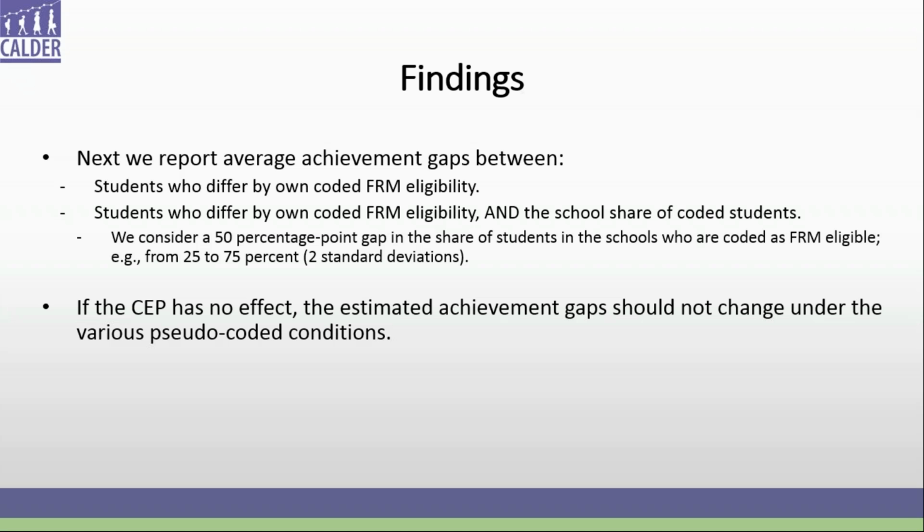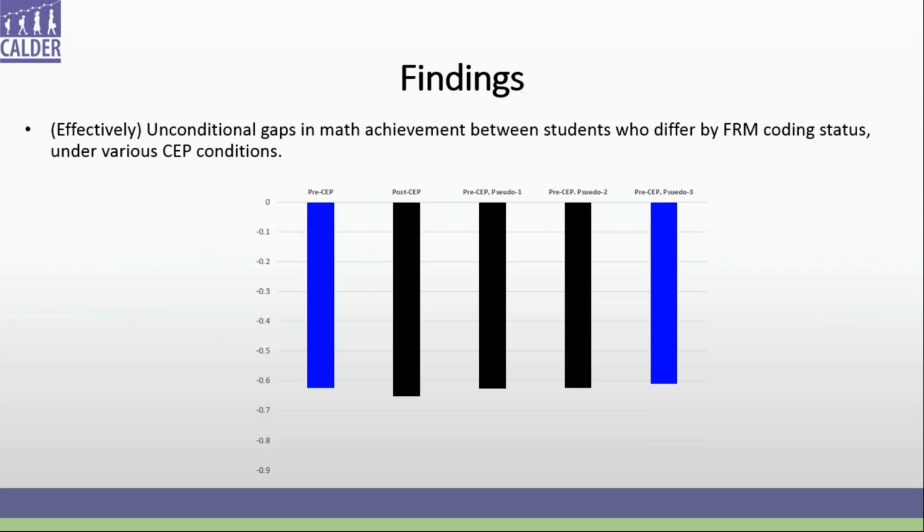Okay, just to clarify what we're looking for here, if the CEP has no effect at all on the quality of data, the gaps that we predict in achievement should be the same under all the different CEP conditions, right? If the CEP is changing the quality of data, the gap should start shrinking as the CEP bears down on the data.